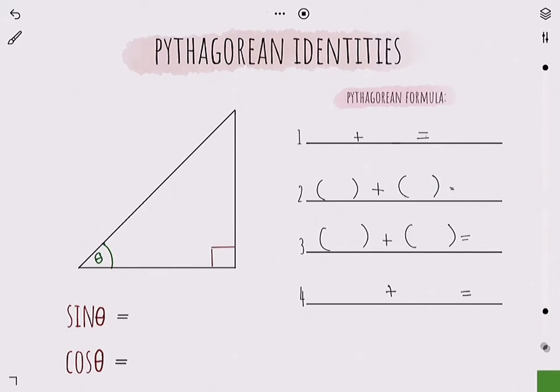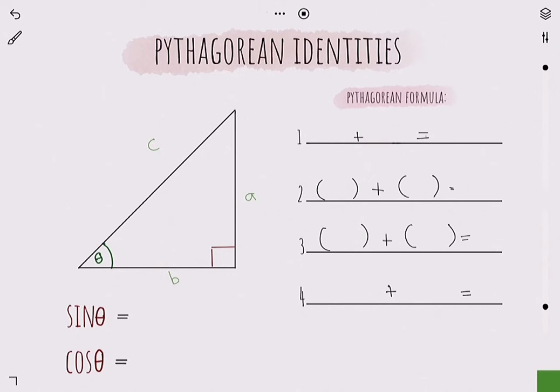Pythagorean identities. So first you should draw your right triangle and draw your right angle as well as your angle theta. The second step is you should label your sides. I would label this A, B, and C. So now from this drawing, you can identify sine and cosine.